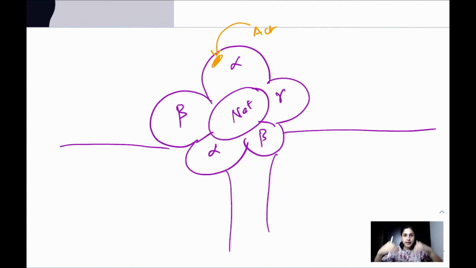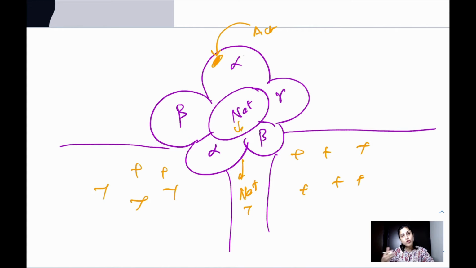जब ये channel open करेगा, sodium ions move from outside towards the inside. So sodium ions move करेंगे towards the inside. So there is an increase in the positive charge because sodium is positively charged. तो cell का जो inside है becomes more and more positive.